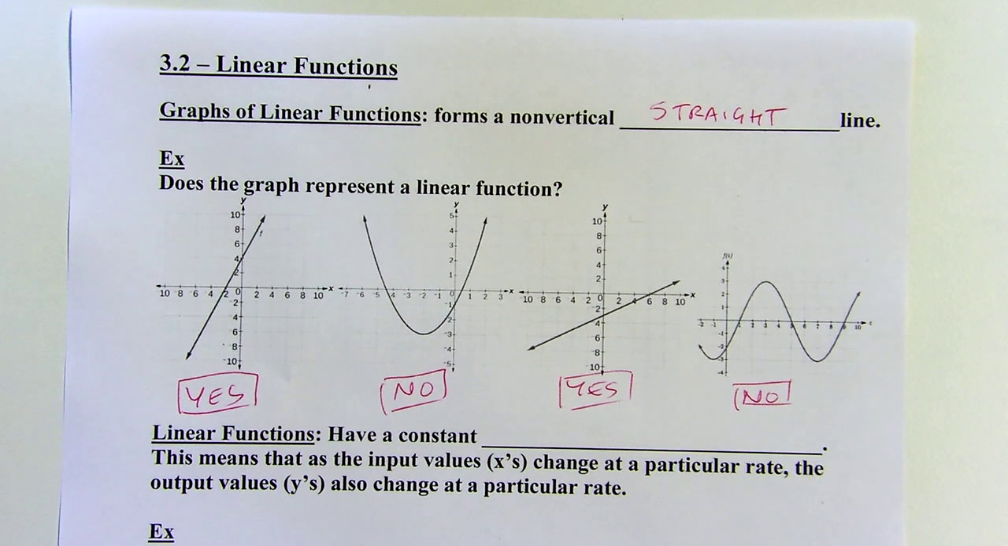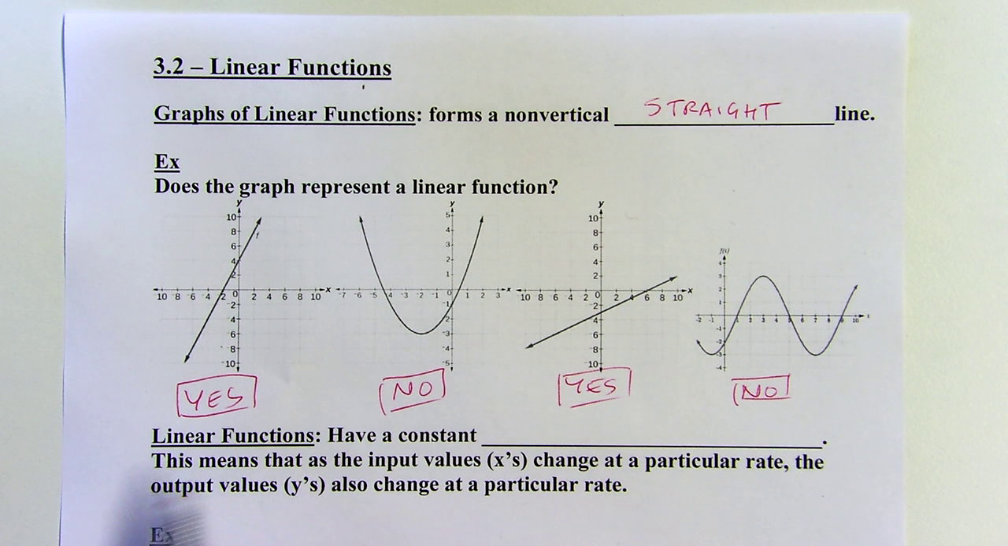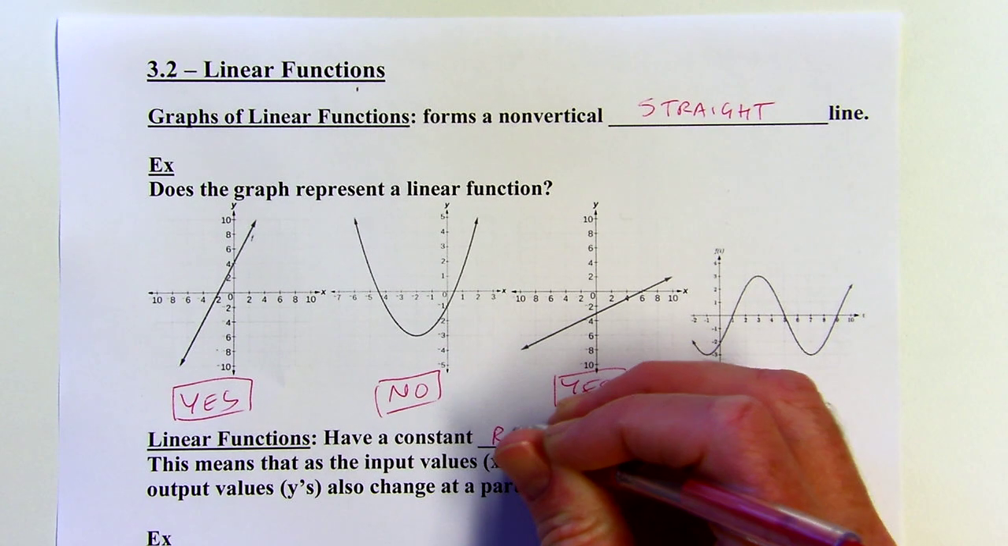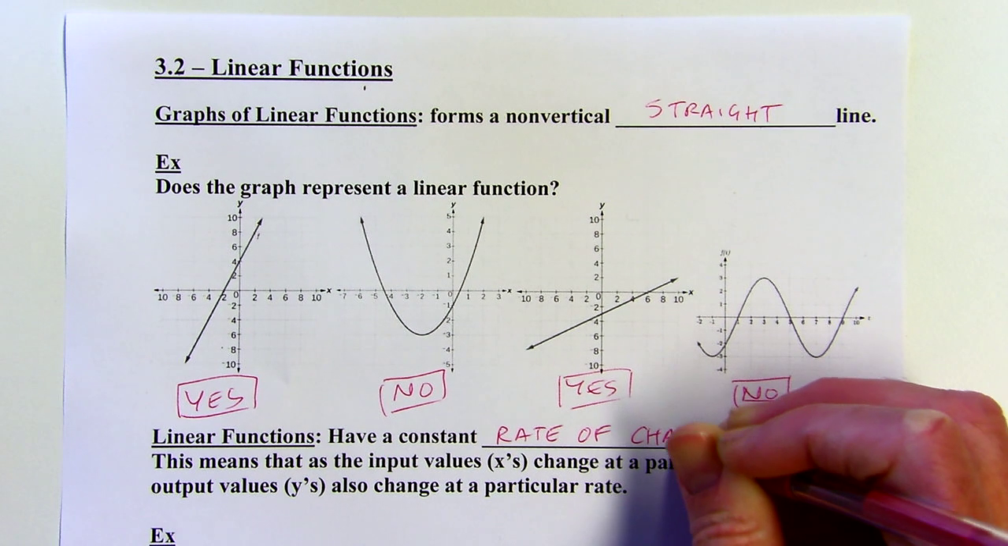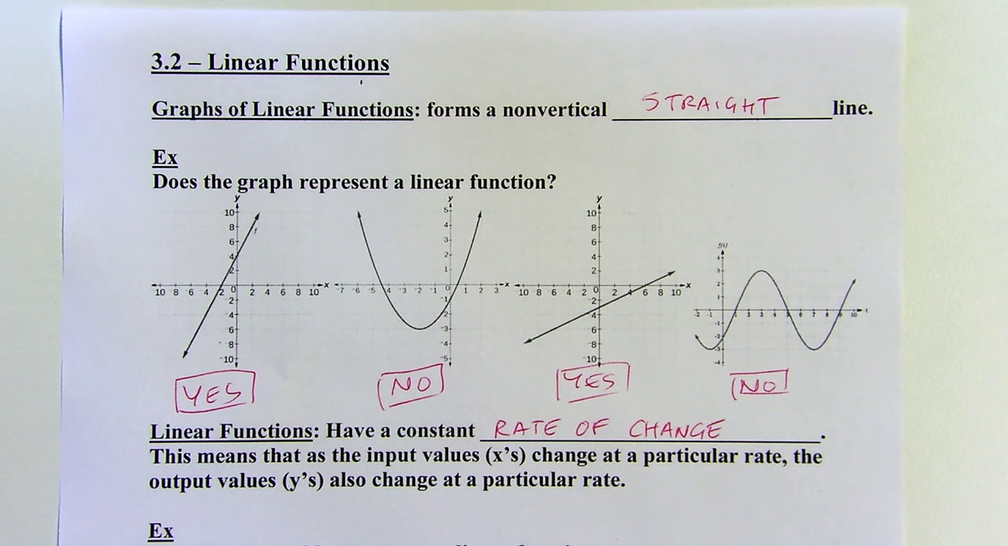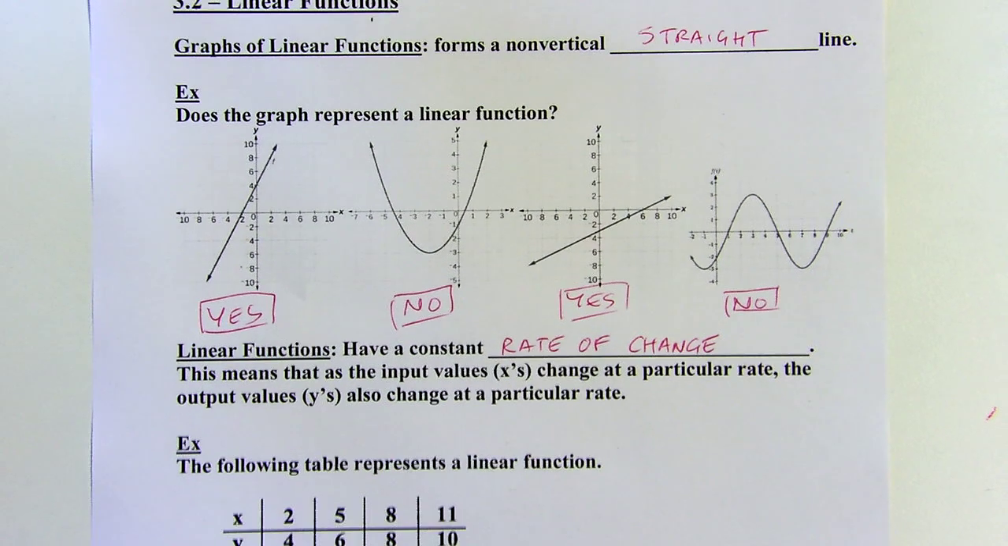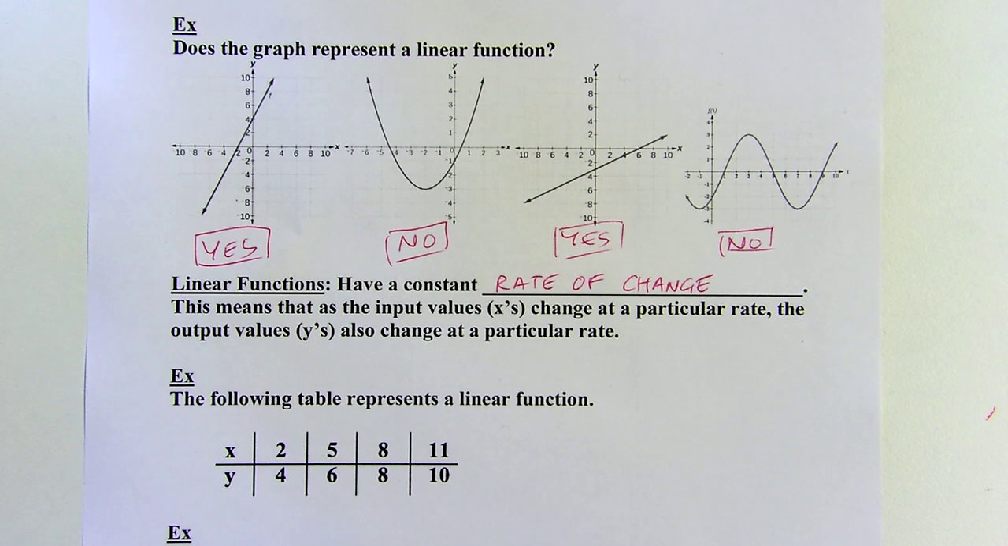Okay. All right. So linear functions are going to have a constant rate of change. That means that if the input values are changing at a particular rate, the y's also change at a particular rate. That's a little bit of a weird definition, but it's easier for me to show you with an example. Using this definition, we're going to decide if this table of x-y values represents a linear function. In other words, if I graph these points, would a straight line fit through them?